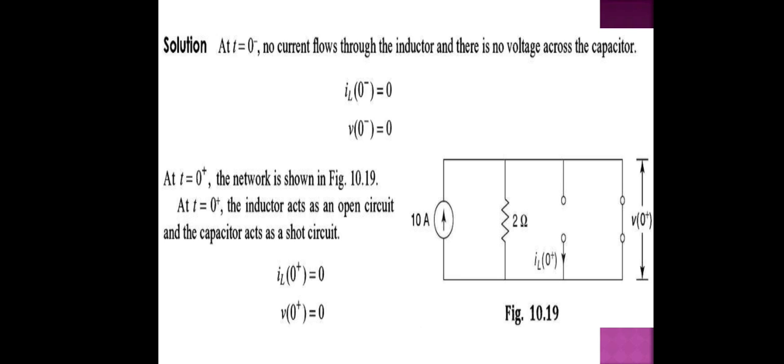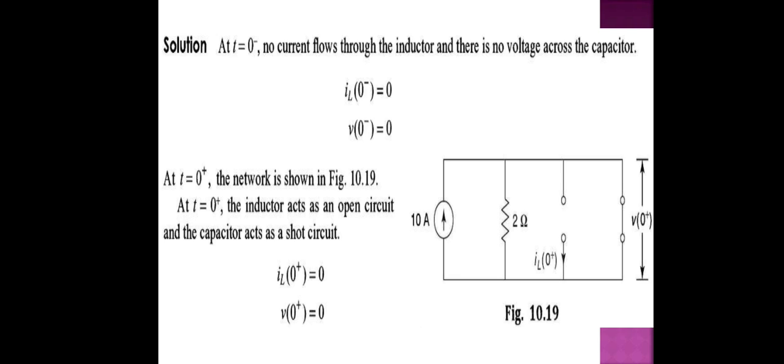So here at t equal to 0 plus, the network is shown in the figure 10.19, where the current source is connected with the resistance in parallel, the inductor is also parallel, and the capacitor is also parallel. So for the initial value condition, t equal to 0 plus, the inductor acts as an open circuit and the capacitor acts as a short circuit. Then we rewrite the circuit as in 10.19 instead of 10.18.